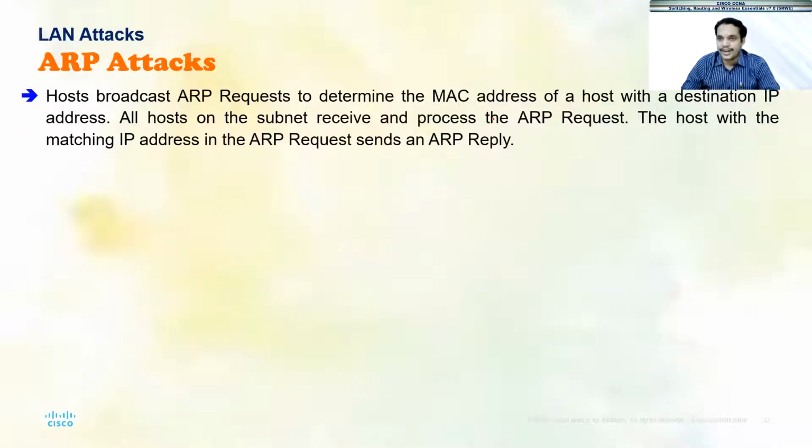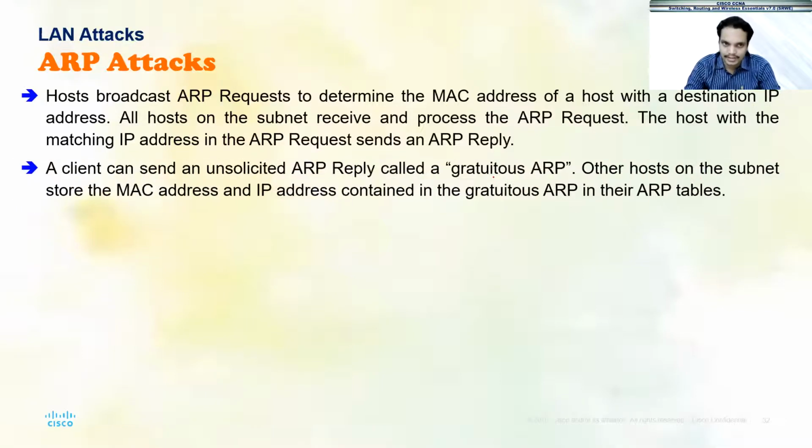The next category of attacks falls under ARP. Now you know the Address Resolution Protocol, which provides the MAC address for a given IP address. All hosts on the subnet receive and process the ARP request. Usually ARP requests are broadcasts, and the host with the matching IP address in the ARP request will send the ARP reply back, so that the sender will now know the MAC address, and will link that MAC address with the IP address. A client can send an unsolicited ARP reply called a gratuitous ARP. Other hosts on the subnet store the MAC address and IP address contained in this ARP in their ARP tables.